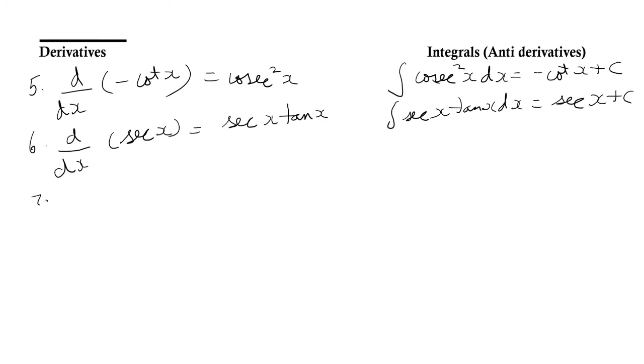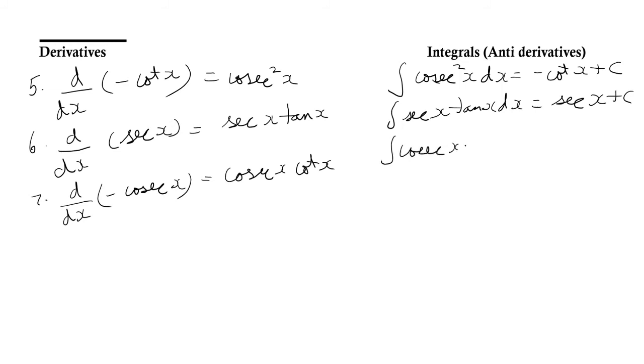Next we have d by dx of minus cosecant x, it is equal to cosecant x cot x. So integral cosecant x cot x dx is equal to minus cosecant x plus c.